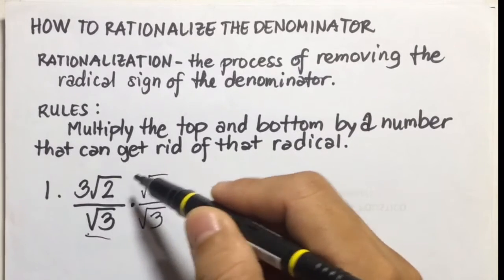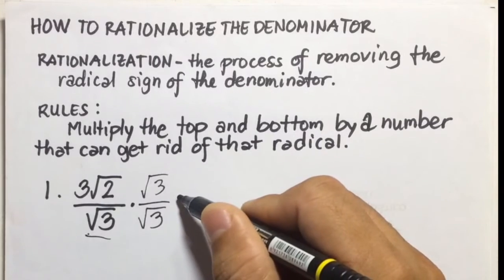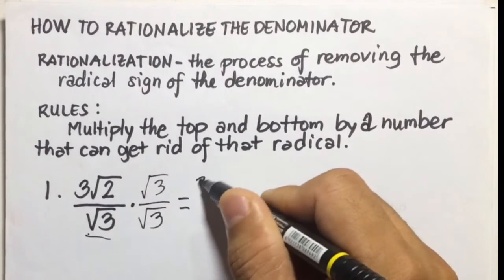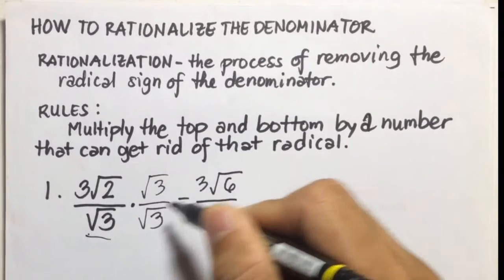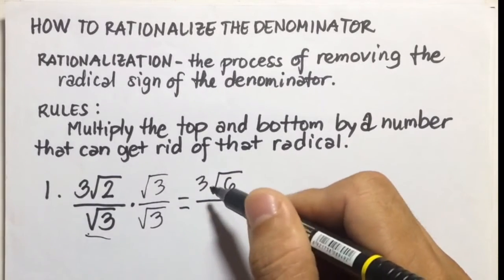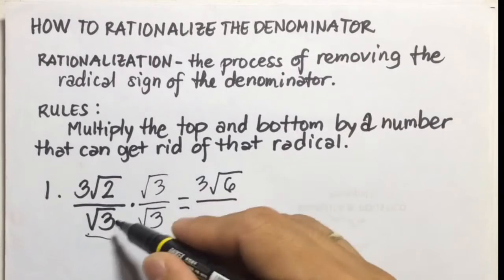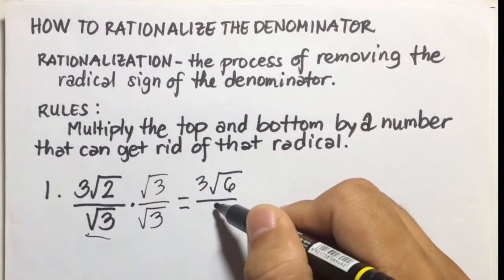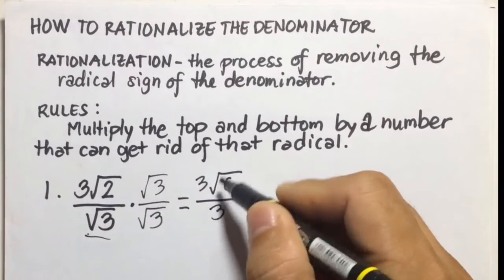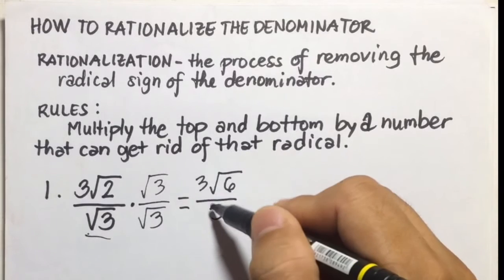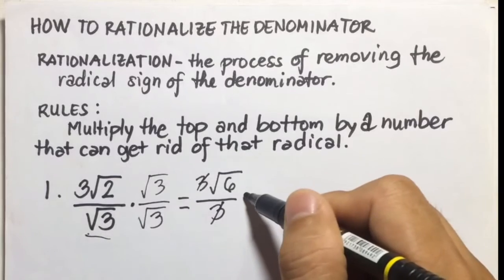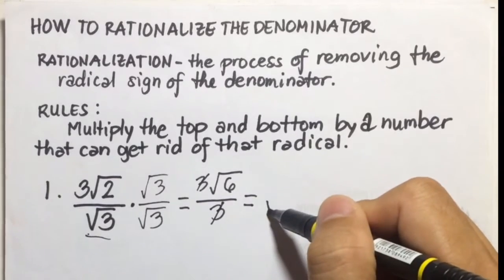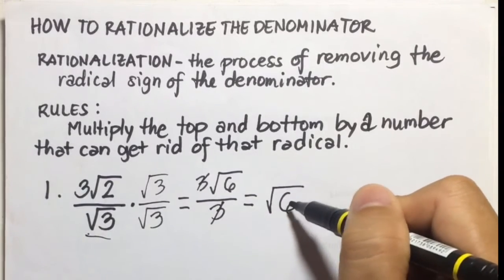So 3 times the square root of 2 times the square root of 3 is equal to 3 times the square root of 2 times 3, which is 6. Then the square root of 3 times the square root of 3 is the square root of 9, and the square root of 9 is 3. Now we have 3 in the numerator and 3 in the denominator, so we can just cancel them out. The answer here is the square root of 6.